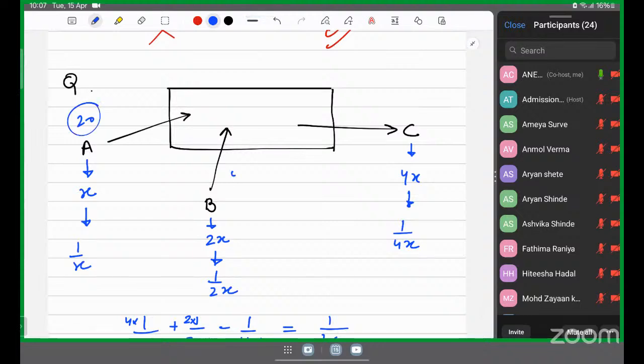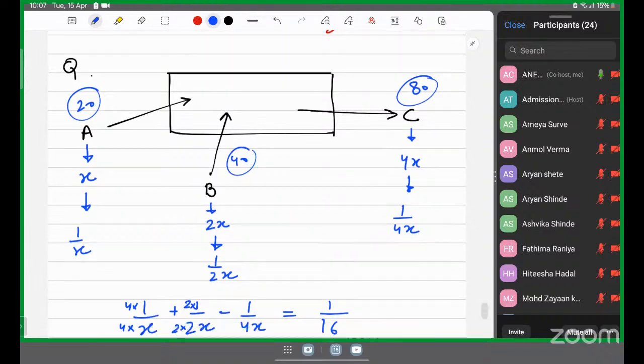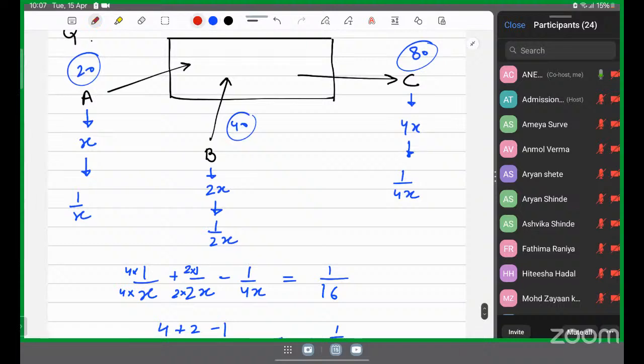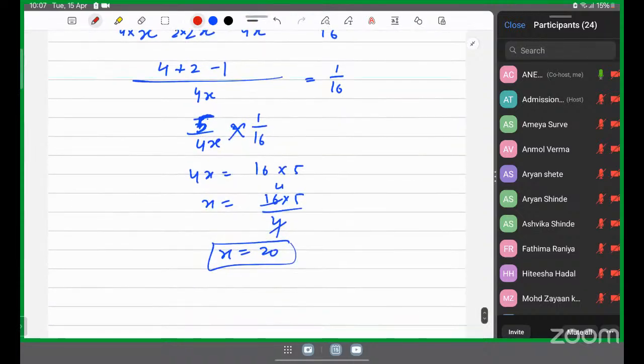B will take 40 hours. C will take 80 hours. And the question is, how many hours will be taken to fill the tank if B is plugged and the other two pipes are opened? So if pipe B is plugged, it means pipe B is not working. Pipe A and pipe C are only working. So calculate the 1 hour's work of A and C.